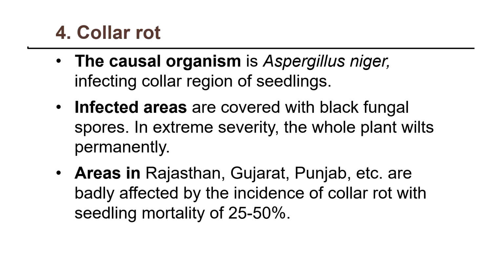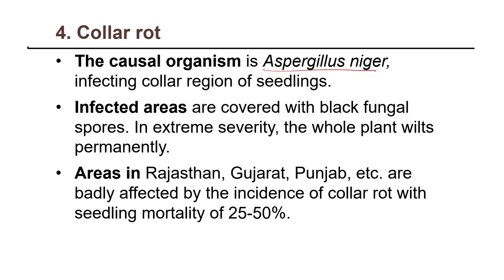Now, the fourth important disease is collar rot. The causal organism is Aspergillus niger, infecting the collar region of the seedling. This collar region of the seedling is mainly the part of the plant where the stem and roots join together or they meet together. Infected areas are covered with black fungal spores. In extreme severity, the whole plant wilts and wilts permanently. Wilting means drying of the plants.